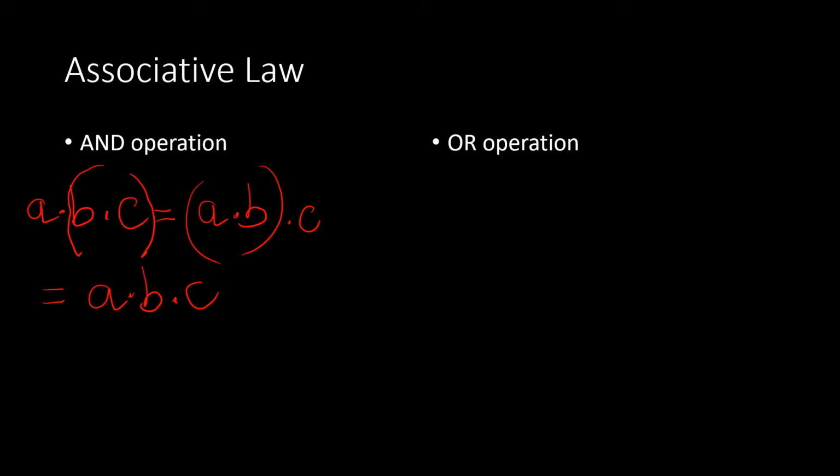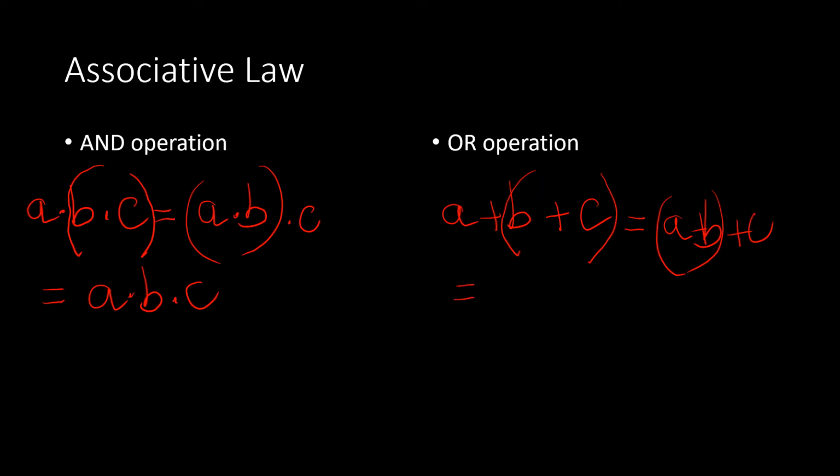This is applied also on the OR operation. So if I OR the variables A, B and C, and I start by ORing first B or C, then the result ORed with A, it is equal to if I OR A with B first, then the result ORed with C, and we don't even need parentheses because we can just write A or B or C. Okay, this is very easy as in ordinary algebra. You already know all these things.